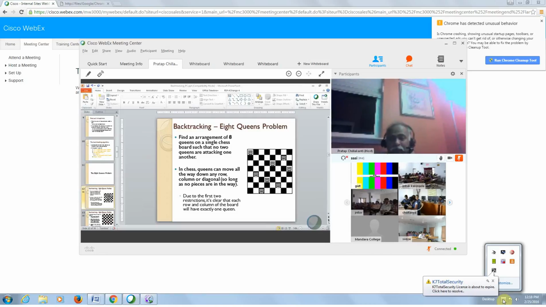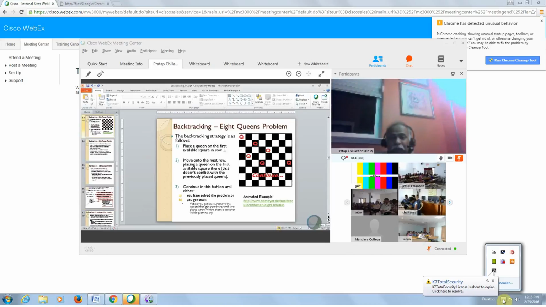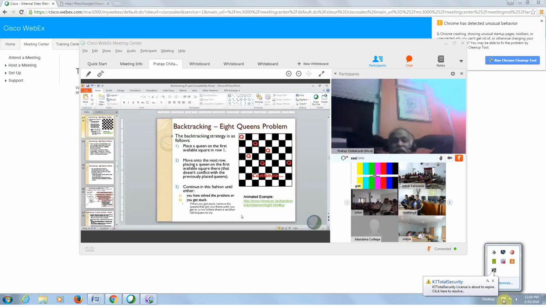Now here is the algorithm for that. Place a queen on the first available square in row 1, which is the top one, I think. You're solving it row wise here, based on the algorithm. I don't know whether I can call it row wise, I can also call it column wise. So faculty members can help me with that.